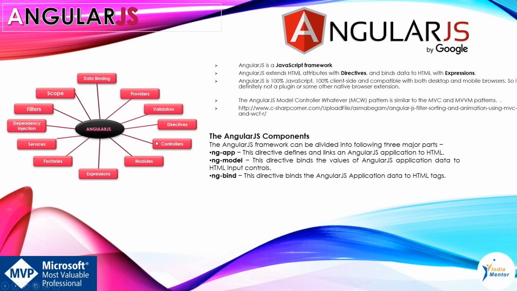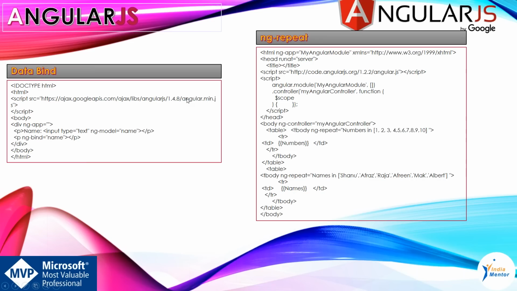And next one, AngularJS. AngularJS is a JavaScript framework. It is used to bind the data from our controller to display in our HTML page. It is purely 100% JavaScript. In AngularJS, there are three main components we will be using: ng-app, ng-model, and ng-bind. The ng-app is to store the data from our controller to present in our HTML page. These are all the components we will be using in AngularJS, like data binding, providers, validators, models and all. First we will see a simple program in AngularJS.